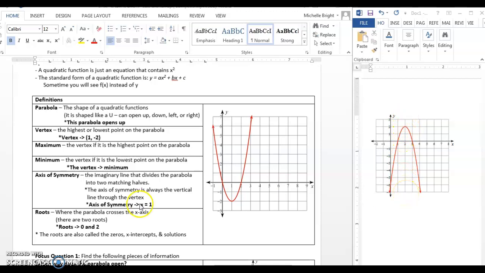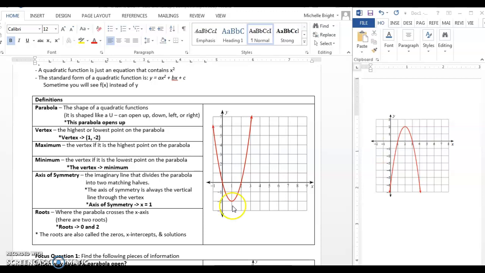Okay, the last thing I have for you are called your roots. This is where your parabola crosses the x-intercept. So where do we cross along here? Two places, right here at 0 and at 2. This one would cross right here along the x-axis at 1 and 3. A lot of times there are 2 roots, but there can be 1 root, 0 roots, and we'll talk about that more as we go.